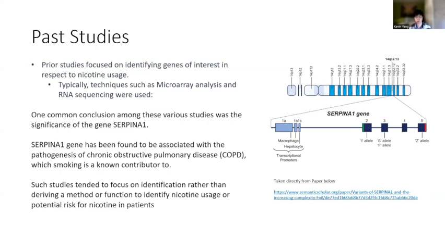And one of the common conclusions that they all had was this one particular gene, SERPINA1, which you can see on the right here. SERPINA1 has been found to be associated with the pathogenesis of chronic obstructive pulmonary disease, also known as COPD, which smoking is an obvious contributor to. And such studies focused on the identification rather than deriving a method or function, which is what I aim to do.